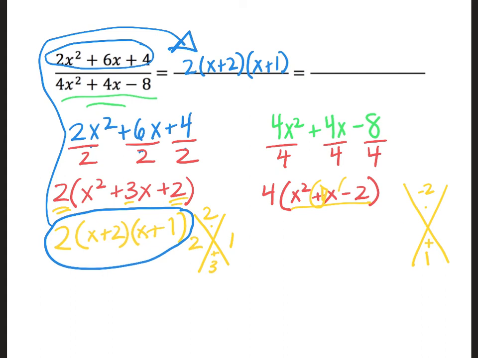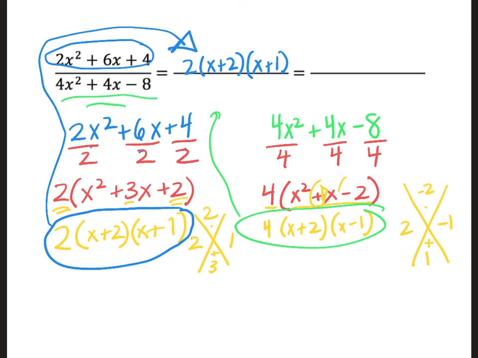Well, I know to get 2, I can do 2 times 1. And then one of those has to be negative. So to get a positive 1, I'd have to do 2 minus 1. So that means my two factors are x plus 2 and x minus 1. Again, that 4 has to come down. So my denominator is really going to be 4 times x plus 2 times x minus 1.